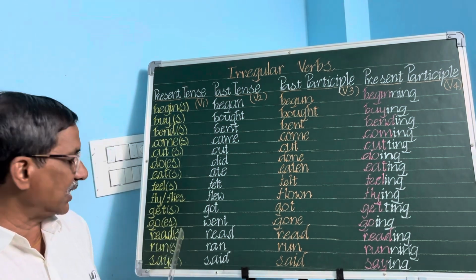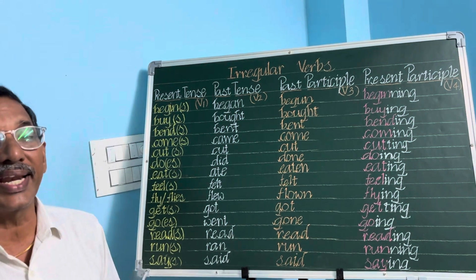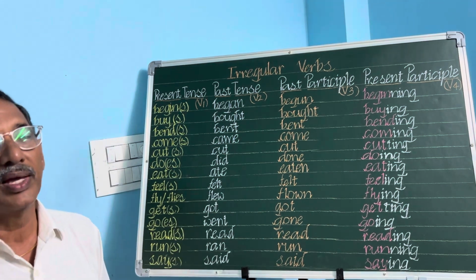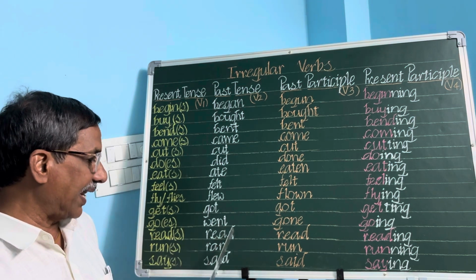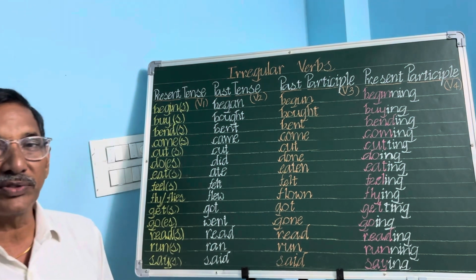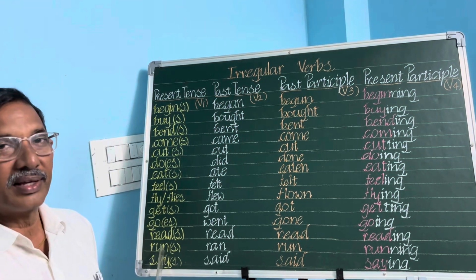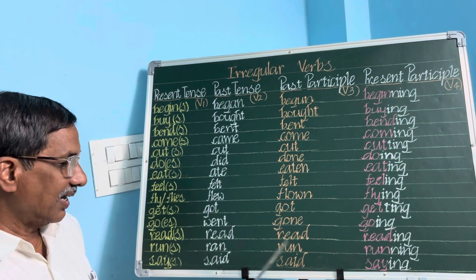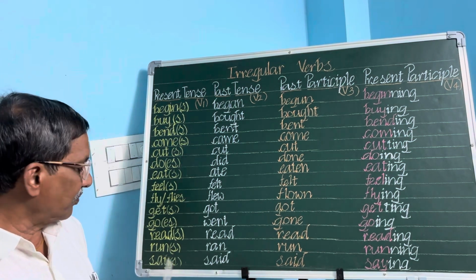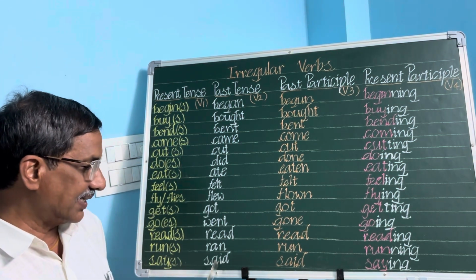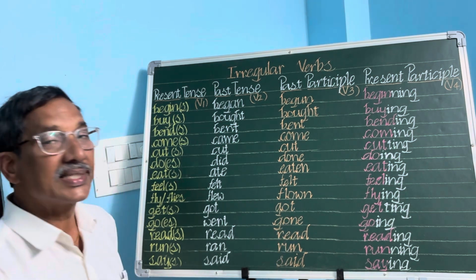Read, the s form is reads. The past tense form is read. Of course, the spelling is the same, but the pronunciation is different. Read, reads, read. Again, the past participle form is also read. Reading. Run, runs. Ran, run. Running. Say, the s form is says. Said, and said again, past participle said, and saying.